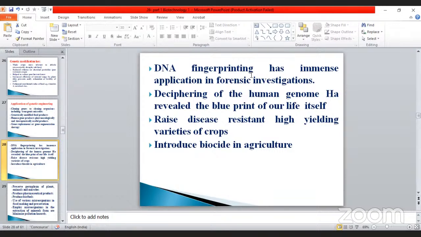And then third, raise disease-resistant, high-yielding varieties of crops. Already we discussed abiotic factors. What are the abiotic factors? Climate. Some plants can tolerate high climate. Suppose, take an example, tea is only cultivated in slope regions, on hills. They will not need much water in their soil.